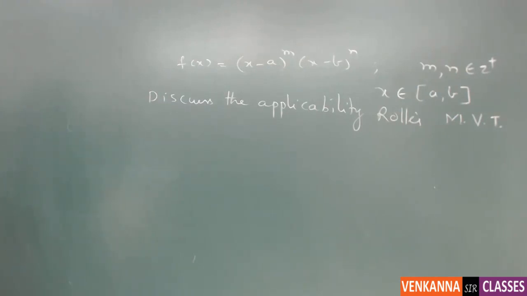So here, discuss the applicability means we need to check whether all the three conditions of Rolle's mean value theorem are satisfied by the function f of x in the given interval ab. If it gets satisfied, then you need to find what is the value of c in that interval. Okay? Is it clear to all the objective of the question? Are you getting or not?